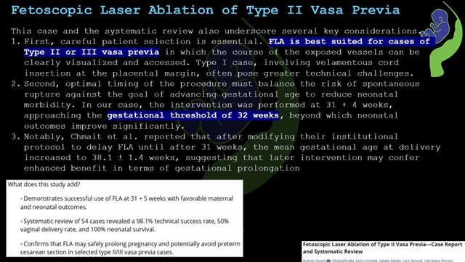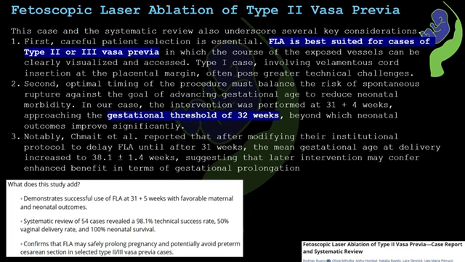Fetoscopic laser ablation, or FLA, is one of the upcoming options for selected cases of type 2 and type 3 vasa previa, where the exposed vessels can be clearly seen and accessed. FLA is best suited for type 2 and type 3 vasa previa, where the exposed vessel is a part of succenturiate or bilobed placenta, and they are clearly visualized and can be accessed easily.